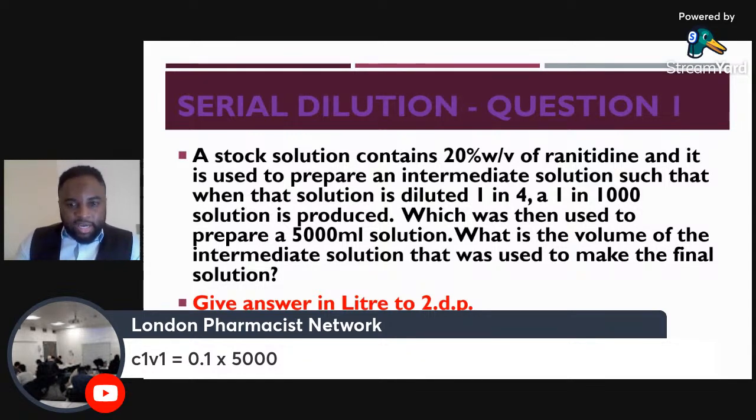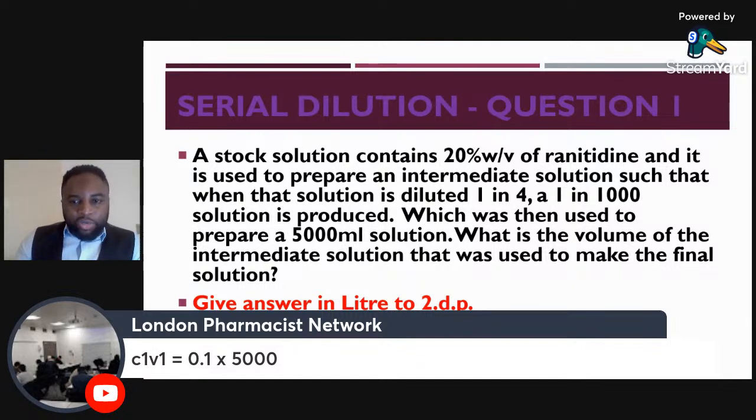Let's go over to the other side. The other side is the intermediate side. We're looking for the volume of the intermediate, which is V1. All right, V1 is what we're looking for. So I'm going to leave it as V1. I can call it X. You can leave it as V1 or you can call it X.